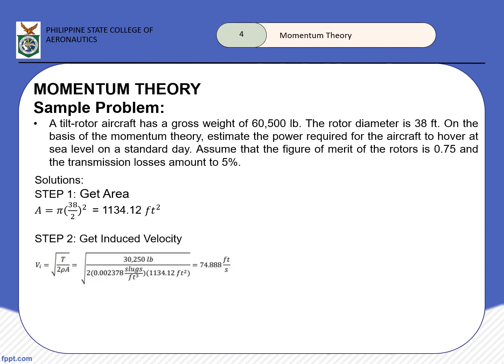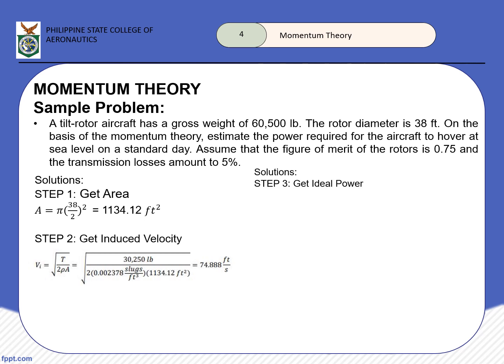We have our formula for V_i, which is the square root of T over 2 rho A. It is direct substitution since we have our T. We have our density since it is stated as standard sea level, so SSL. Then, of course, our area. By then, we would be getting 74.888 feet per second.